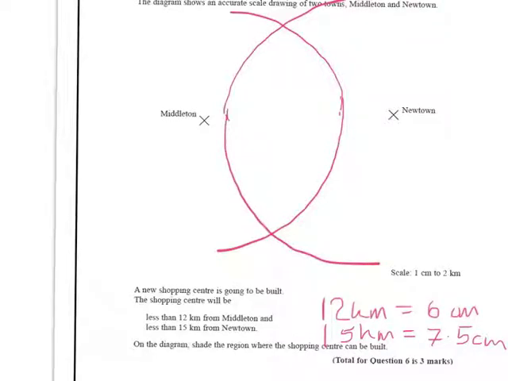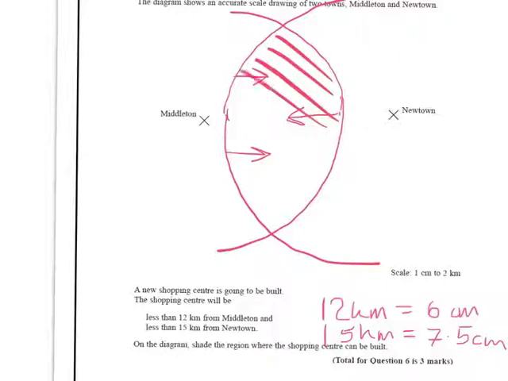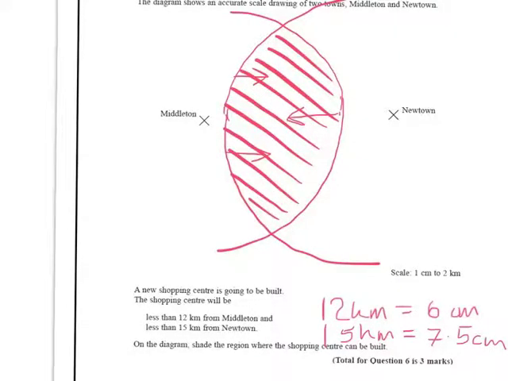We have two curves, and where they cross, now we're looking for the area where the shopping centre can be built. Well, less than 12 kilometres from Middleton is this direction from there, and less than 15 kilometres from Newtown is there. So it's going to be this section in the middle. Okay, and that's actually the question complete.